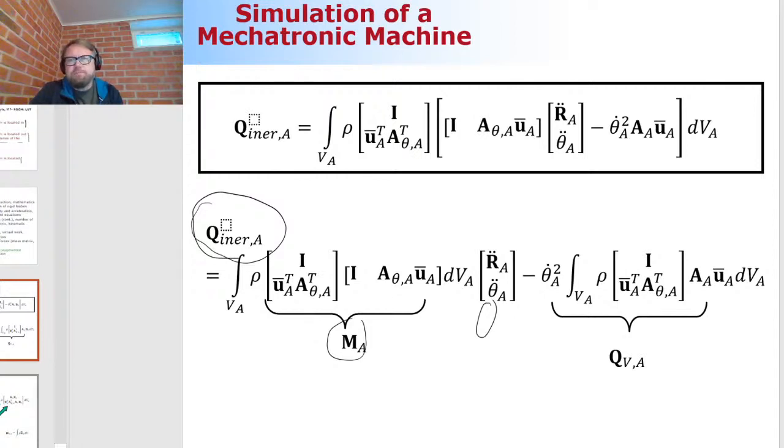So I have here mass matrix, the transformation matrix that is differentiated with respect to rotation matrix. Rotation matrix that is differentiated with respect to angle theta.